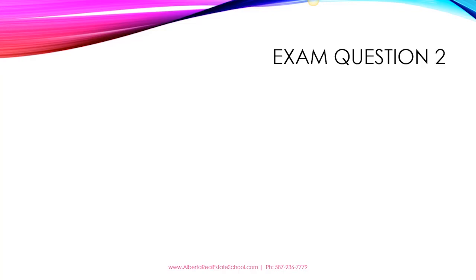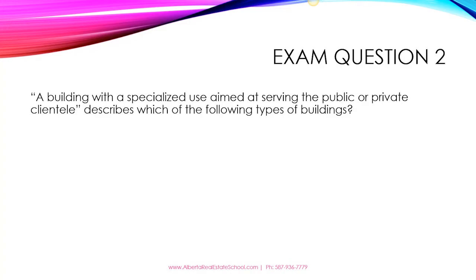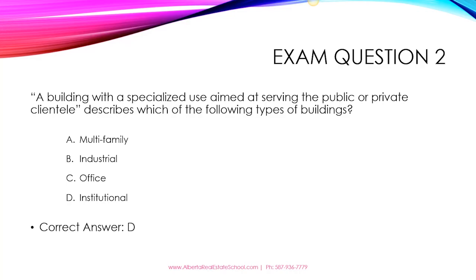Let's take a look at another question. A building with a specialized use aimed at serving the public or private clientele describes which of the following types of buildings? And the options are A, multifamily, B, industrial, C, office, or D, institutional. And the correct answer here is D, institutional. So any specialized type of building would be called an institutional building. And like we just talked about, these would include your schools, personal care facilities, hospitals, etc.